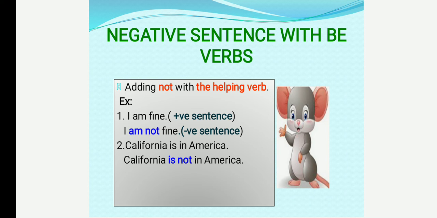I'm fine. This is a present sentence. If I say that I am not fine, how will you say I am not fine? So already we have the helping verb am. So we are just simply going to add not. Am not. What is the contracted form of am plus not? Ain't. I ain't fine. California is in America. This is a positive sentence. How will you convert that into a negative? So I just give an example. California is not in Russia.